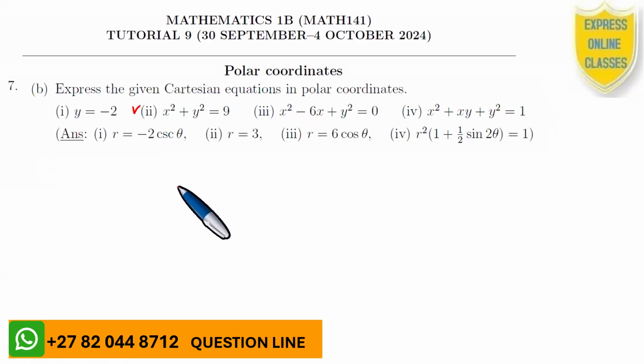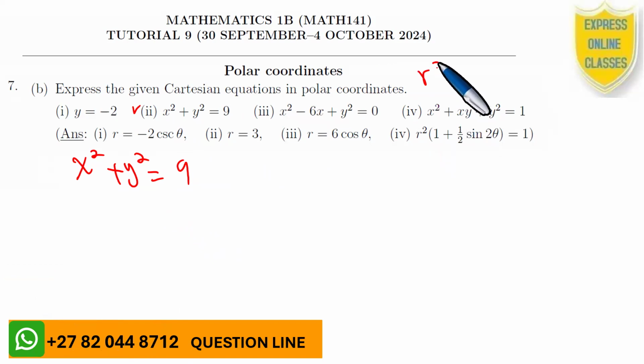the second Roman figure. So we've been given x squared plus y squared equals 9, and need to convert it to polar equation, to polar form. But we know that r squared is x squared plus y squared, which is equal to 9.